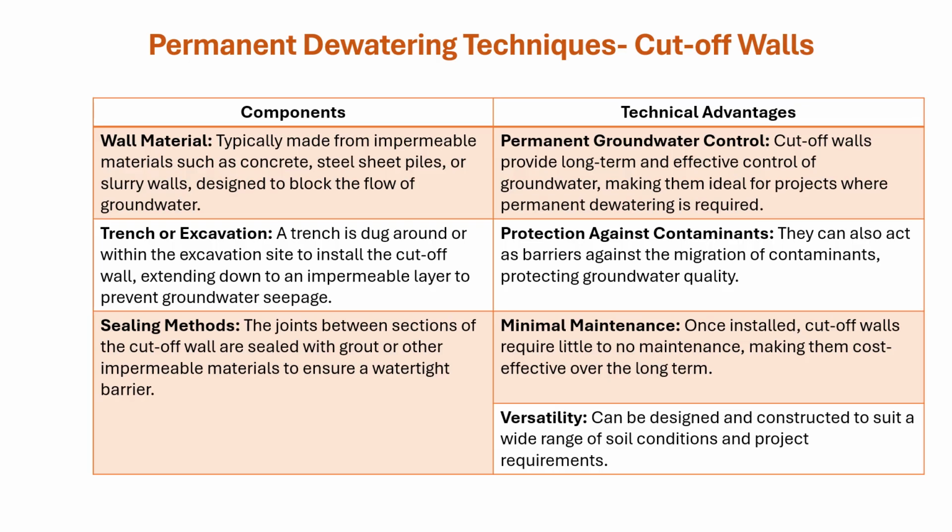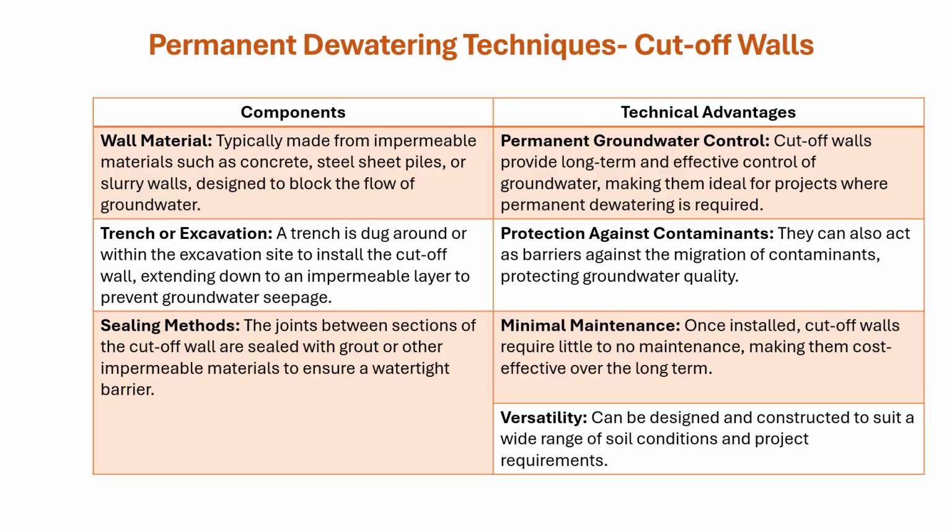Let's start with the cut-off wall that is formed of the wall material that can be concrete, steel, or sheet pipe. That is designed to block the flow of groundwater. The second component is the trench of the excavation, which is dug around or within the excavation site in order to install the cut-off wall. And finally, we have the sealing method, which is done using grout or any other impermeable material in order to ensure a watertight barrier.